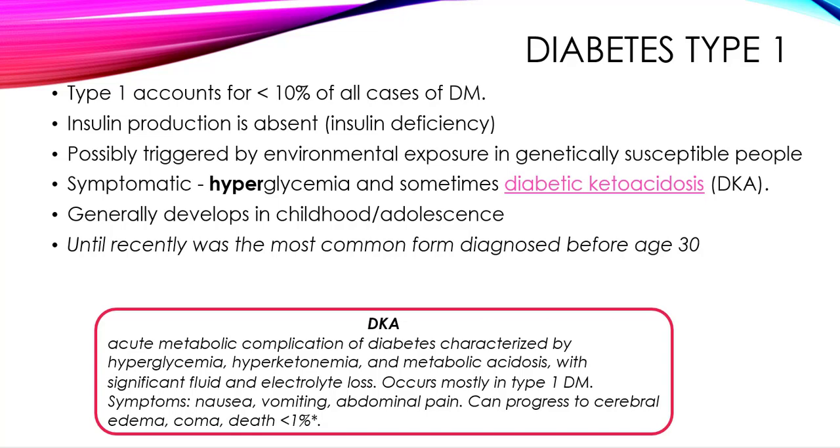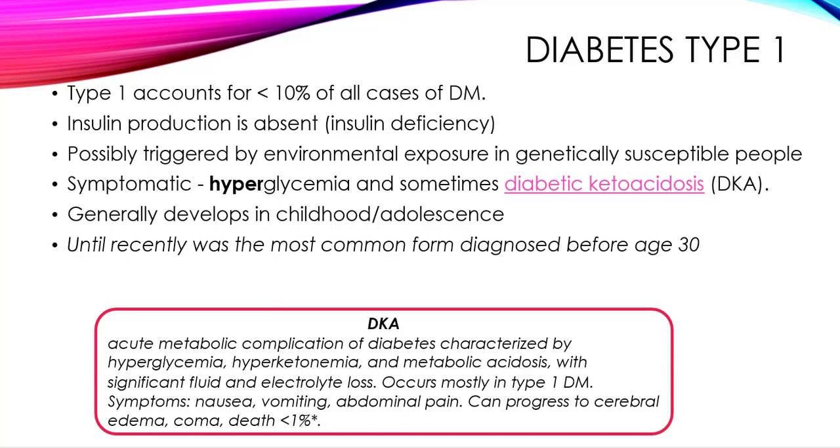Type 1 diabetes used to be referred to most commonly as childhood diabetes because it normally develops in children and adolescents. Until recently, it was the most common form diagnosed before age 30, but that has changed, and we'll see in a little bit why.